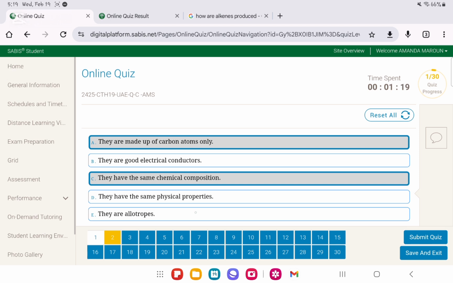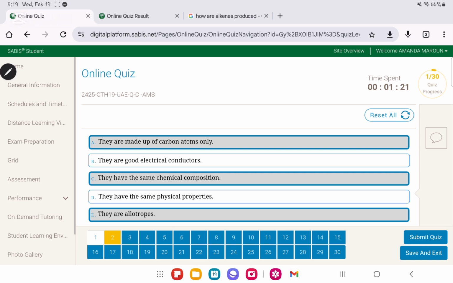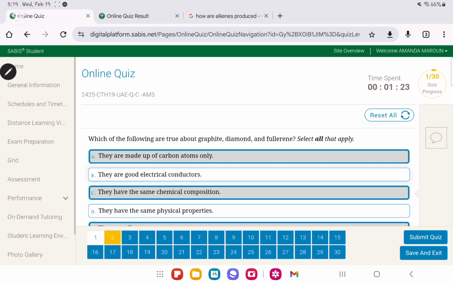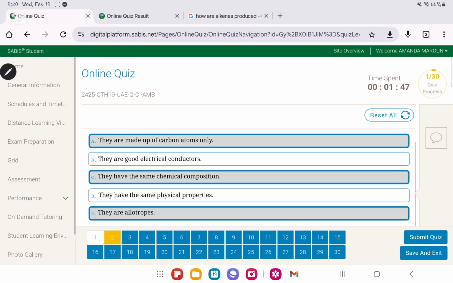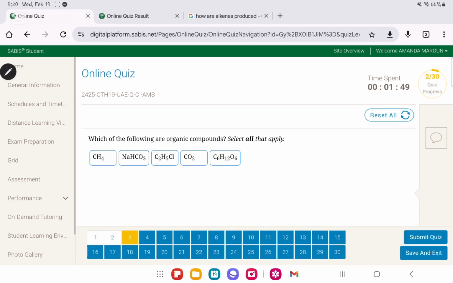And then finally, they are allotropes, meaning they're made of the same element but in a different format. This is what an allotrope means. So again, graphite, diamond, fluorine, they are all made out of carbon. They have the same chemical composition but different structures, so we call them allotropes. We move on to question number 3.